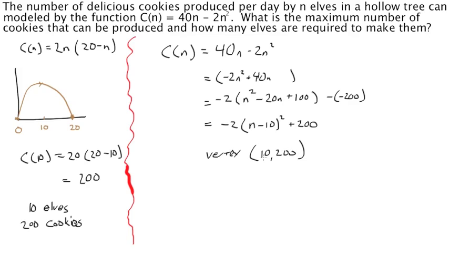Well, what does our variable represent in this case? What does our n represent? This is our number of elves. Whatever our variable represents is going to be this number here, and the thing that the function as a whole represents will be our second value. So this is the number of elves, and this is the number of cookies. So once again, we arrive at the same answer. We need 10 elves, and they will make 200 cookies per day.